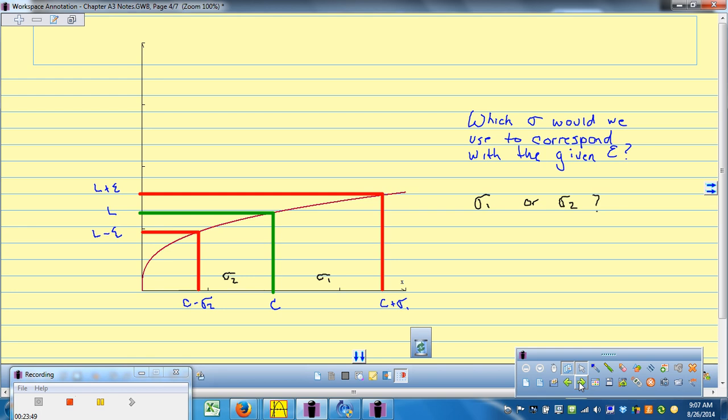Okay? So we've looked at it graphically. Now we want to look at it algebraically. And as I said, generally what we're doing is being given an epsilon and finding its corresponding delta. Okay? So we are finding these two values and then picking the smaller of the two. So let's try.